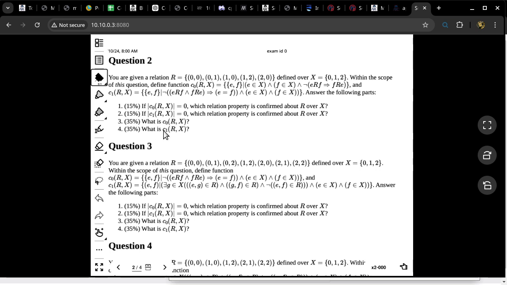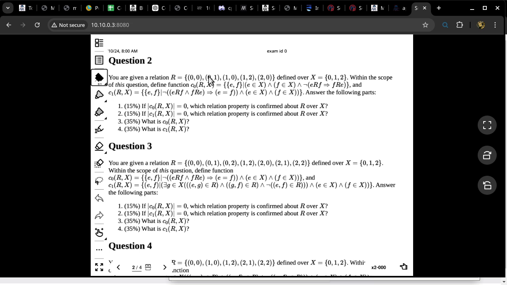So we'll skip C0 and skip to part 4. In this case, can we find a counterexample that R is anti-symmetric? In other words, we're looking for evidence that R is not anti-symmetric. In this case, 0, 1 and 1, 0 both being in R makes R not anti-symmetric.